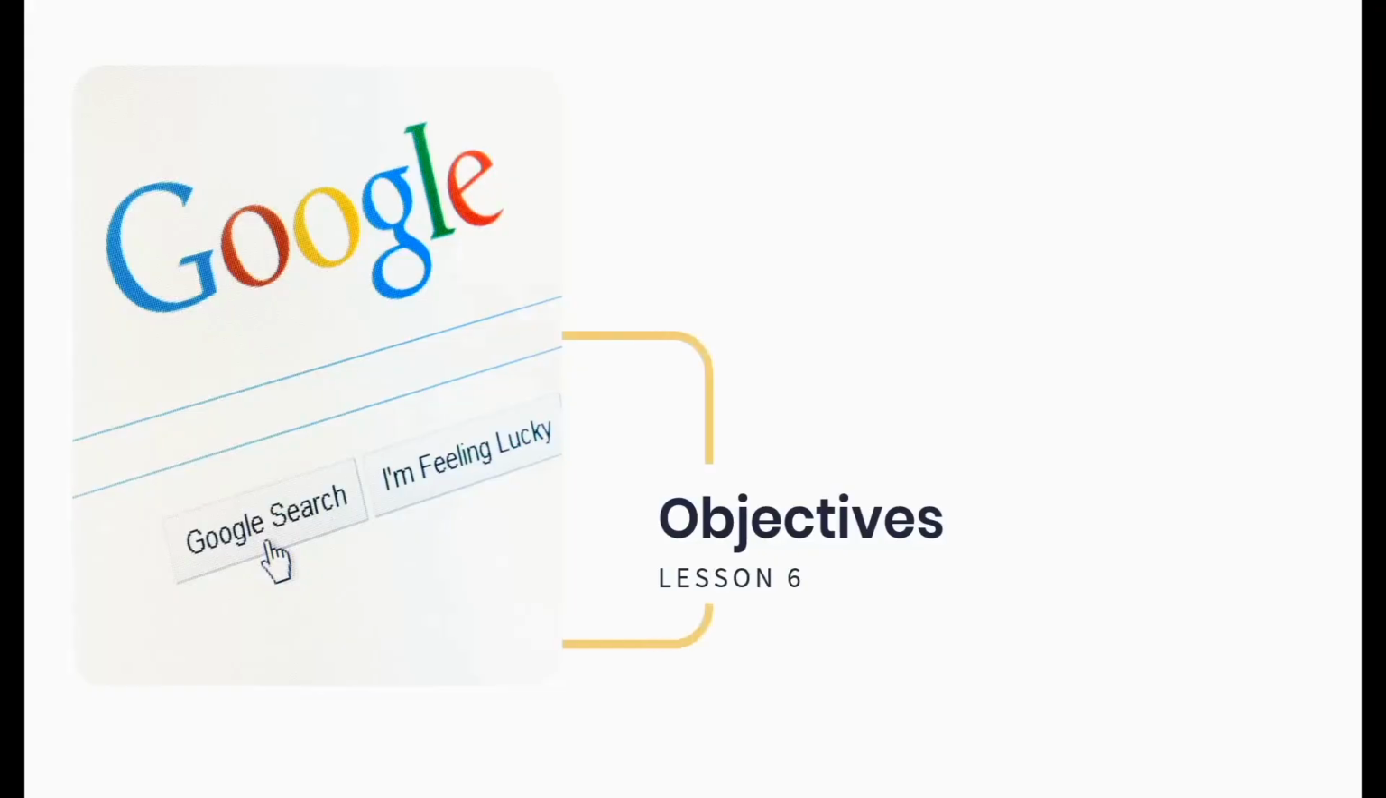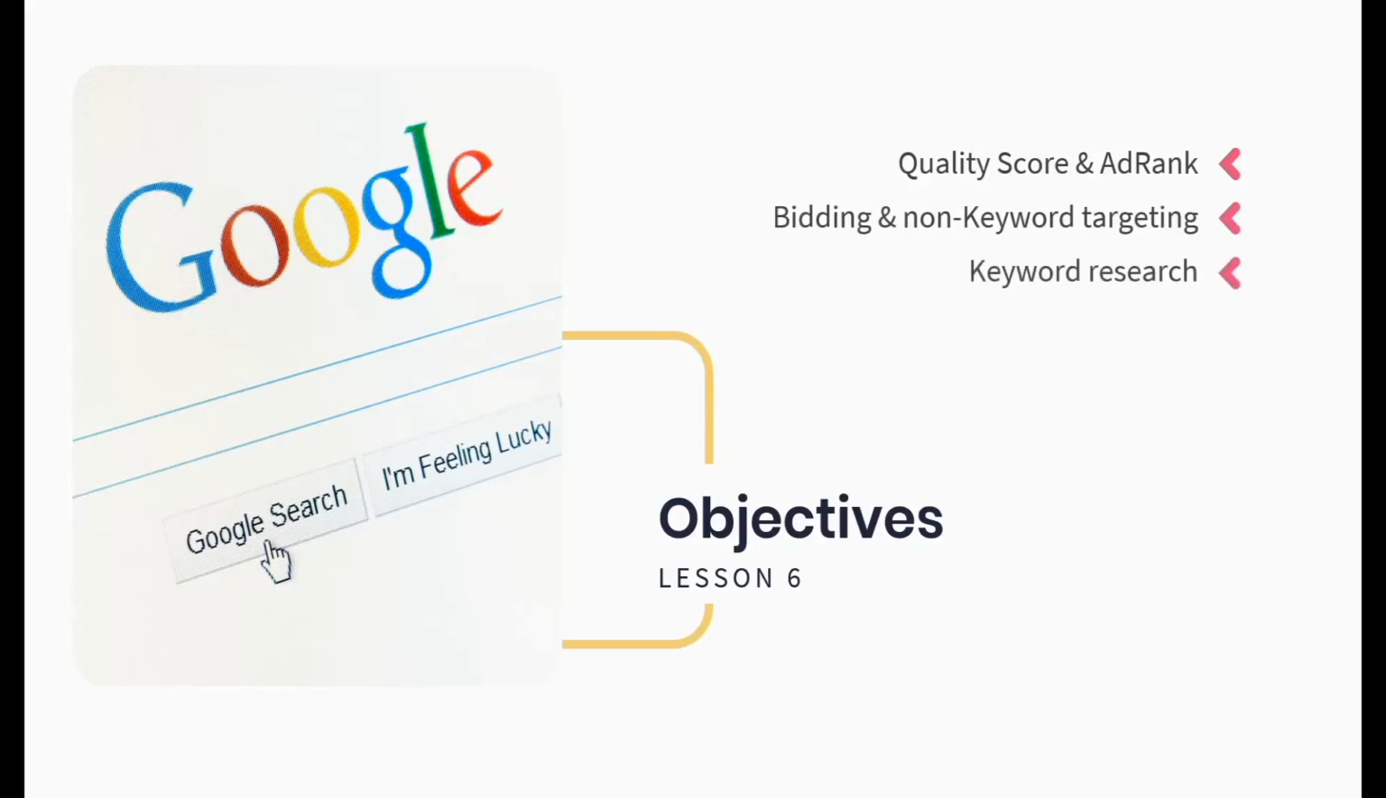I have another challenge for you on this lesson, but first up, let's see what's coming up in lesson 6, which is all about planning a search campaign. We'll be looking at quality score and ad rank, bidding and non-keyword targeting, keyword research specifically for Google search, and then ad copy preparation. This is all lining it up for lesson 7, which is where we will actually start to implement everything for Google search.